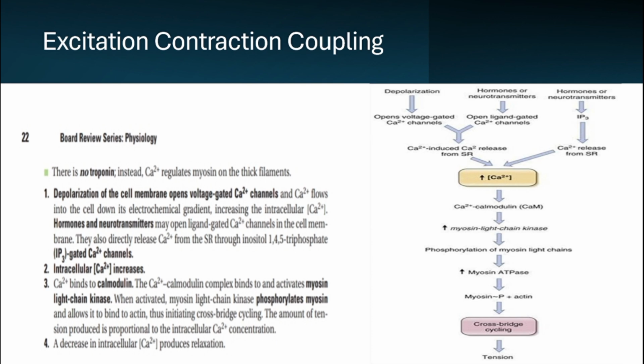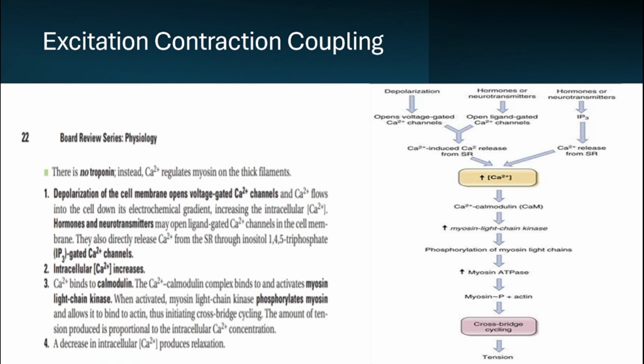Okay, so the third mechanism is also by the hormones or neurotransmitters, but now they directly release calcium from the sarcoplasmic reticulum through the IP3 mechanism, that is through inositol triphosphate gated calcium channels. And this causes the release of calcium from the sarcoplasmic reticulum directly. And by all these three mechanisms, we have this increase in intracellular calcium.